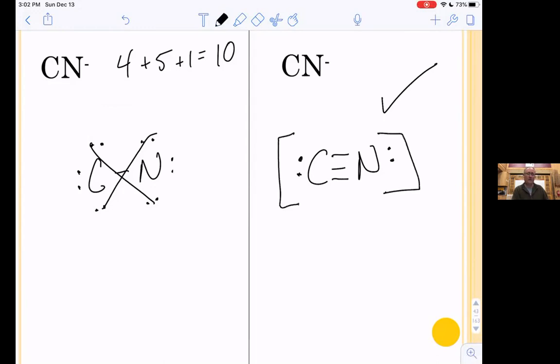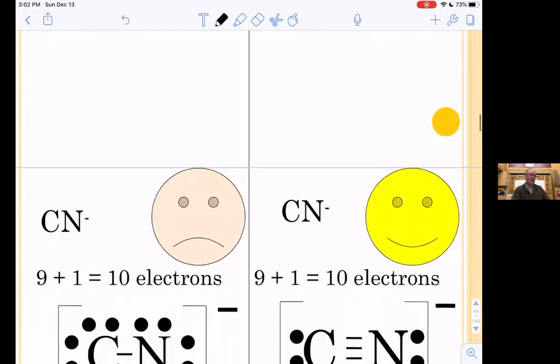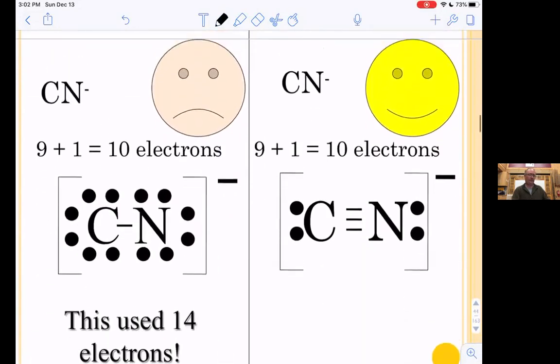I need to put brackets and charge on ions. Lewis dot structures require that I put that bracket and charge so that I know that there's an extra electron there. Good. See, this isn't so bad. Okay. Oh yeah, look, smiley frowny. Too many electrons on the one on the left.